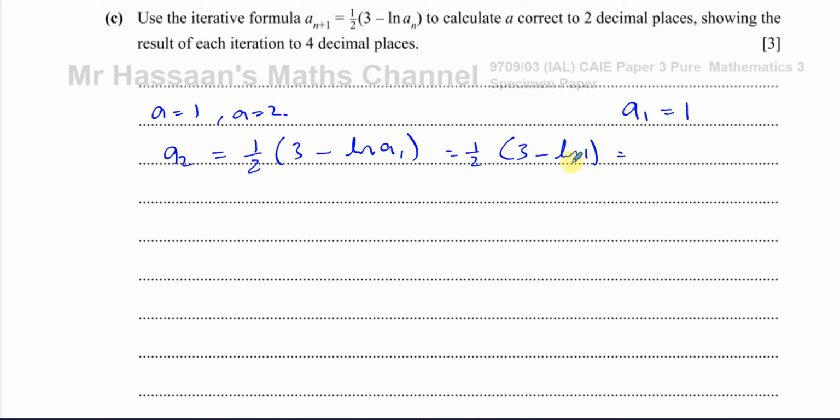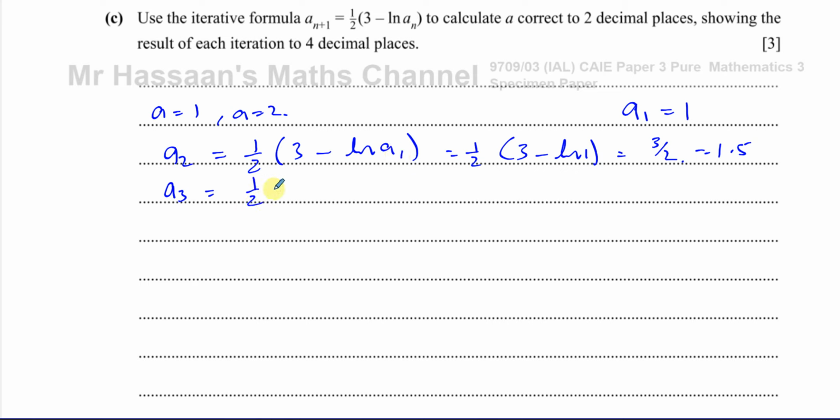Now we know that the ln of 1 is 1. We already worked out this is 3. This is going to be 3 over 2. Okay, so that's going to be 1.5. Okay, it says to 4 decimal places. Well, I'm not going to write this to 4 decimal places because it stops there. You don't need to. Okay, now for a3, you're going to have to replace a1 with what a1 is.